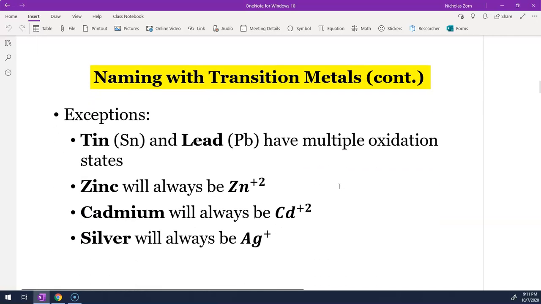All right, so let's go through our naming rules. We have some exceptions. We always have exceptions, right? So we've got tin. Tin and lead will have multiple oxidation states. Zinc is always going to have a +2 charge. Cadmium is also always going to have a +2 charge. And silver will always have a +1 charge.